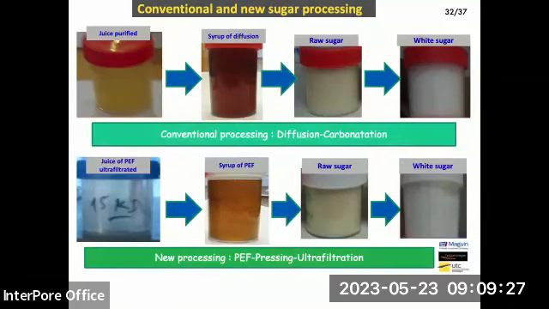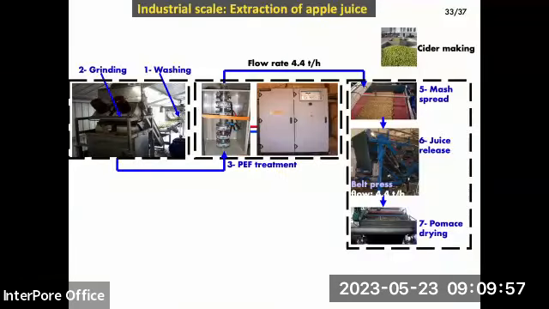The sugar obtained with the conventional technology, we have the juice purified, then white sugar, and with the new technology, you can have pressing at ambient temperature, ultrafiltration, and see also the white sugar of good quality.